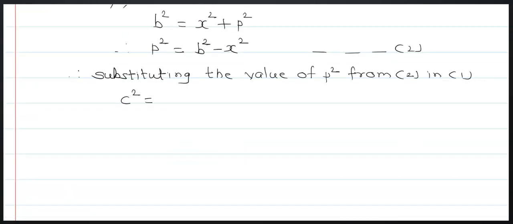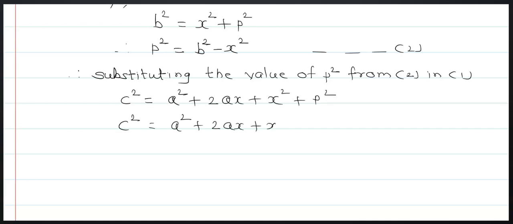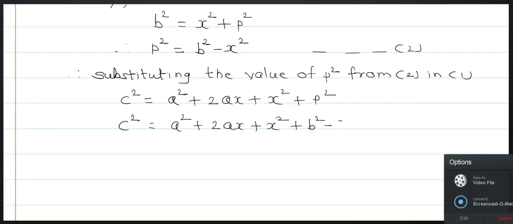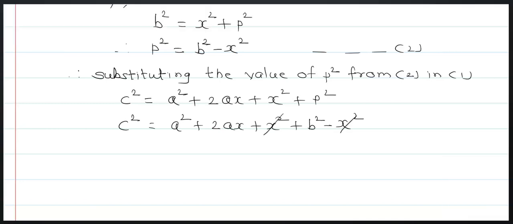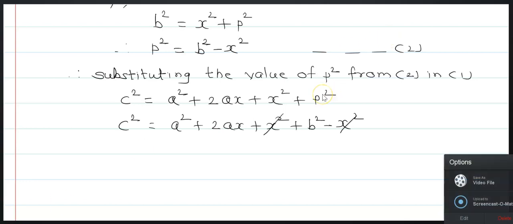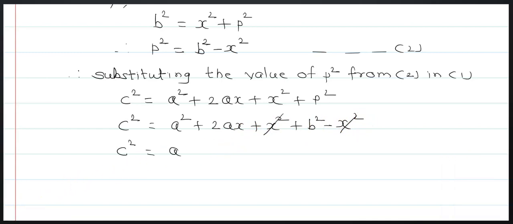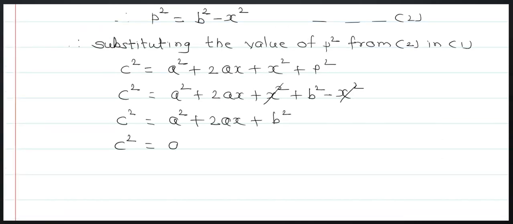you will get c square is equal to a square plus 2ax plus x square plus b square. We have substituted the value and rearranged the terms. That is, p square means b square minus x square, plus x square. The x square minus x square get cancelled, and you will get c square is equal to a square plus 2ax plus b square. Therefore, c square is equal to a square plus b square plus 2ax.